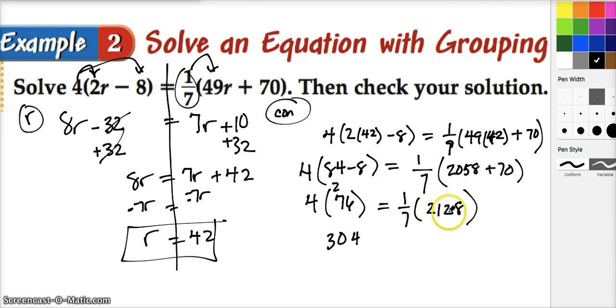So now I've got to divide 7 into 2,128. 7 goes into 21 3 times with no remainder. Can 7 go into 2? No, it does not. But can 7 go into 28? Yes, it does. 4 times.